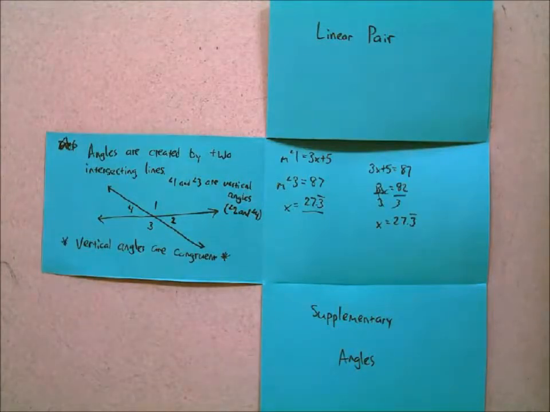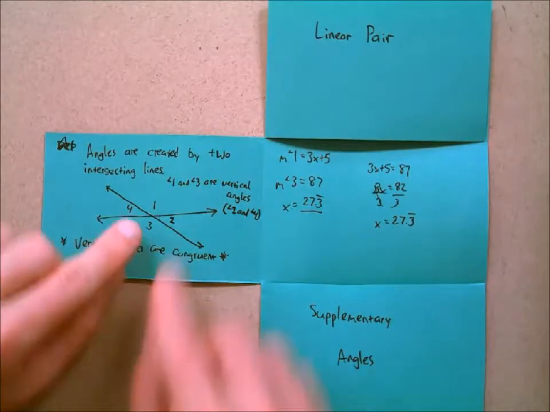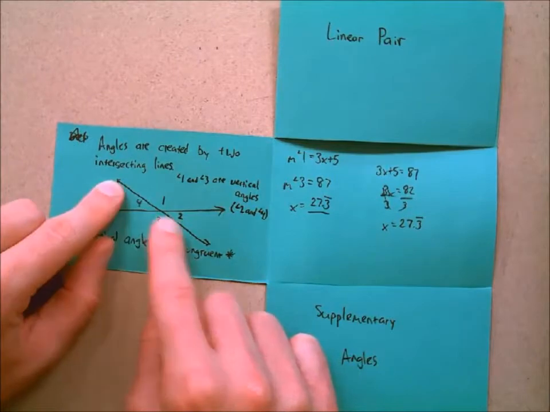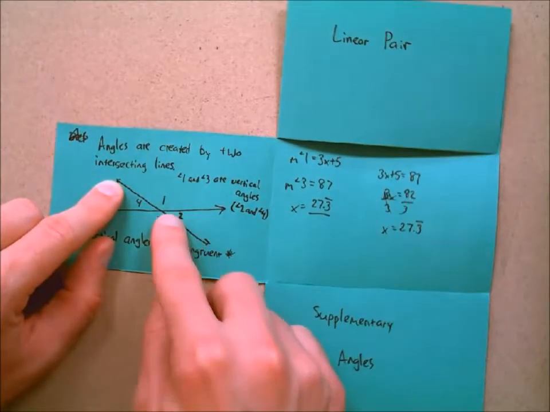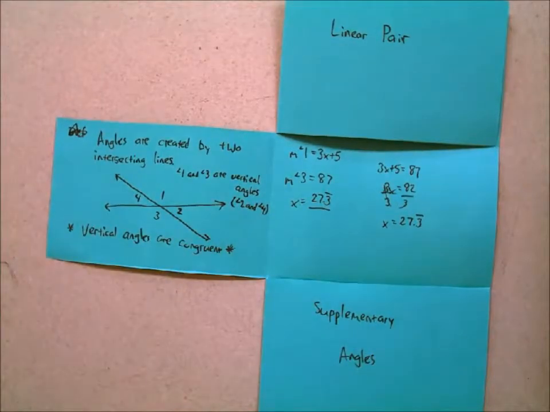More importantly, though, the official geometric definition of vertical angles is that vertical angles are angles whose sides are opposite rays. Angles whose sides are opposite rays. So in other words, 1 and 3 we said were vertical angles. How can we tell? This side of angle 1 is an opposite ray to this side of angle 3. This side of angle 1 is an opposite ray to this side of angle 3. And the same is true for the sides of 2. They're opposite rays to the sides of angle 4.